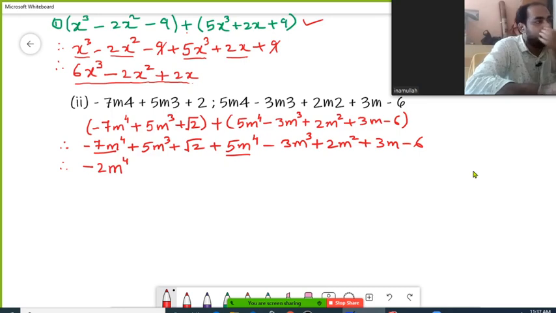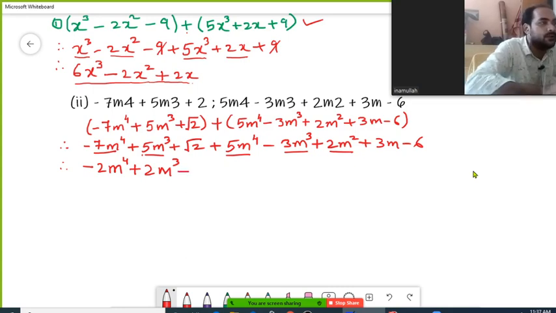Now next is 5m cube minus 3m cube. Again, take the sign of the greater number. 5 is greater, so I'll take positive. 3 subtracted from 5, so you will get 2m cube. Then next is 2m square, and we don't have any other like term similar to 2m square. So we will not do anything with this term. You will write 2m square here.